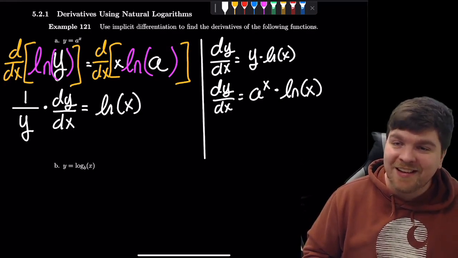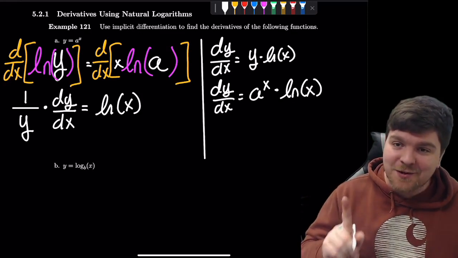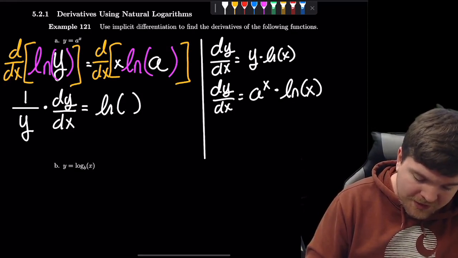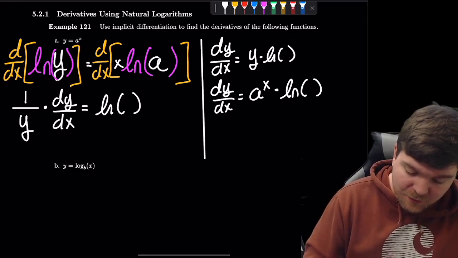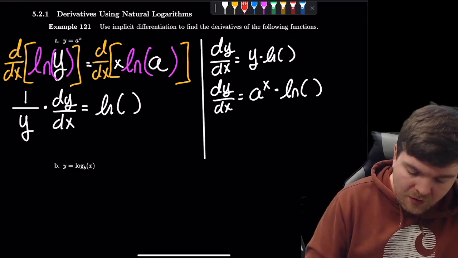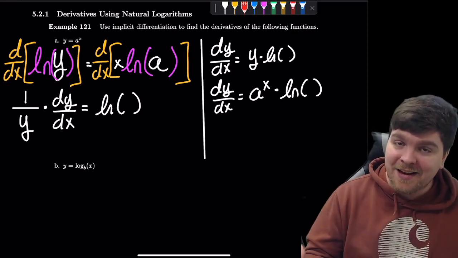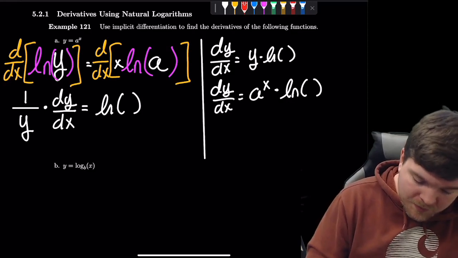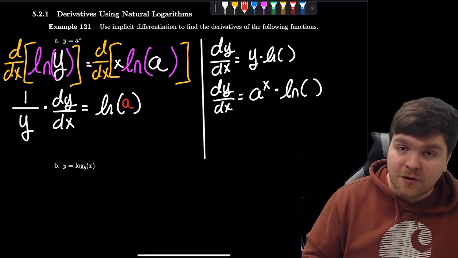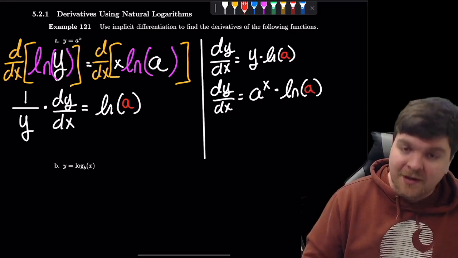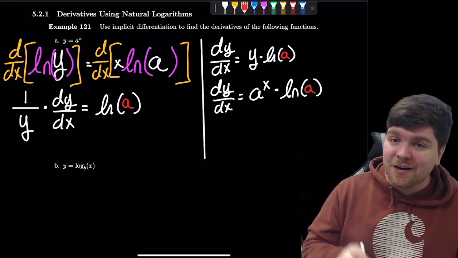Forgive me, I have made a typo. Let's go back and correct it. We started off with x times the natural log of a. When I took the derivative of x times the natural log of a, I said the natural log of a is a constant, but what I wrote was the natural log of x. I meant the natural log of a here. That would mean we have a natural log of a here, and finally a natural log of a here. Be sure to correct that typo.